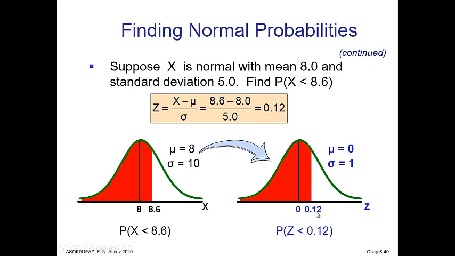Where we find 0.12 from the formula (X minus mu) over sigma. X is 8.6, mu is 8, and sigma is 5. We obtain 0.12. Draw this graph. On this graph, write here z, here 0, and here 0.12 on the right side.